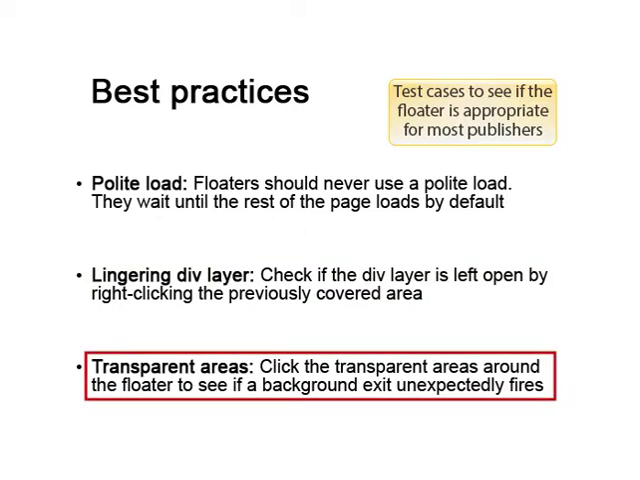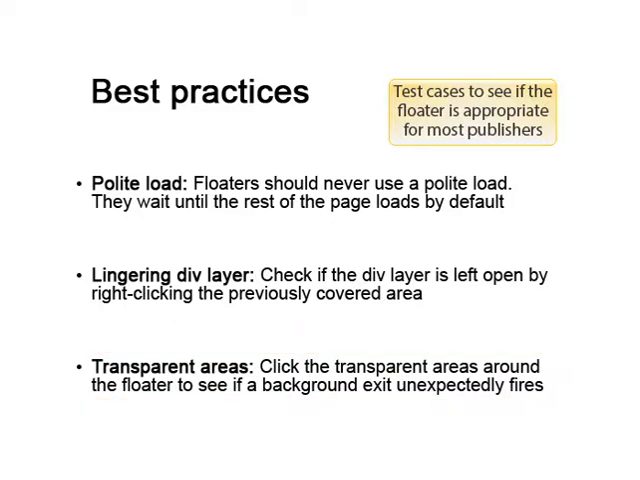Next, check the creative for clickable transparent areas that unexpectedly trigger an exit. This is done by clicking different parts around the floater that blend in with the web page. If an exit fires in a transparent area, DoubleClick recommends revising the creative so that the background exits are limited to areas that contain visible content. Otherwise, this may cause a bad user experience and publishers may reject the creative.